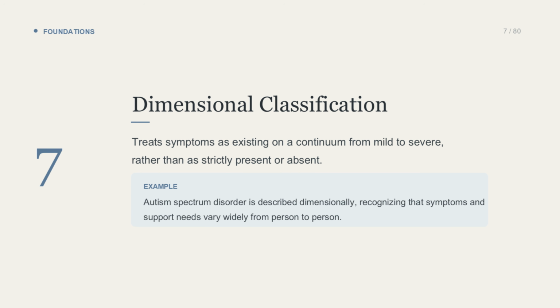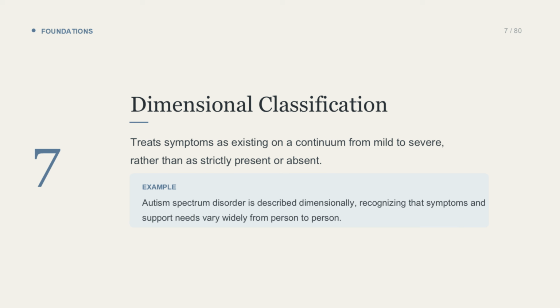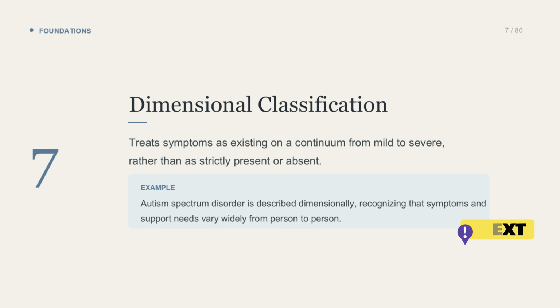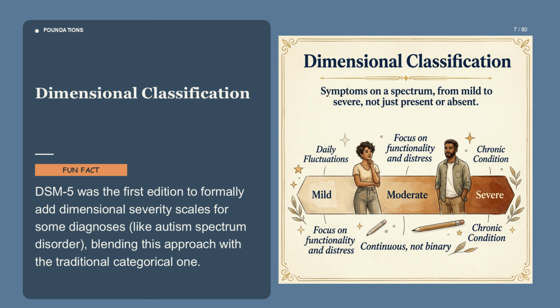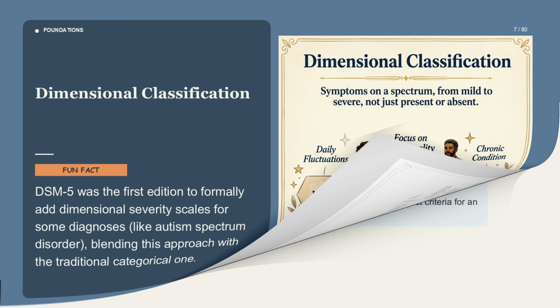7. Dimensional classification. Dimensional classification treats symptoms as existing on a continuum or spectrum from mild to severe, rather than as strictly present or absent. For example, autism spectrum disorder is described dimensionally, recognizing that symptoms and support needs vary widely from person to person.